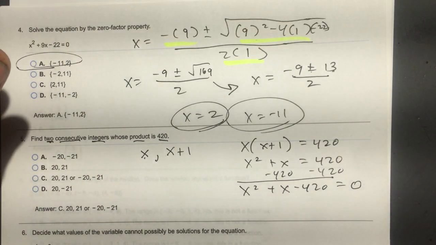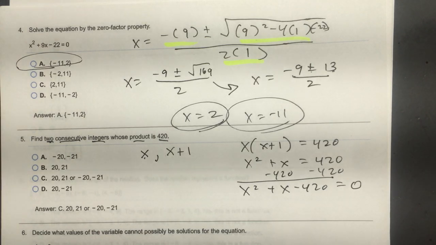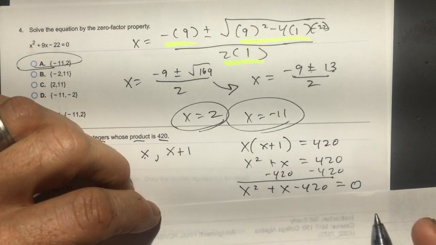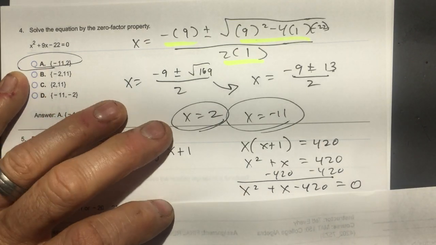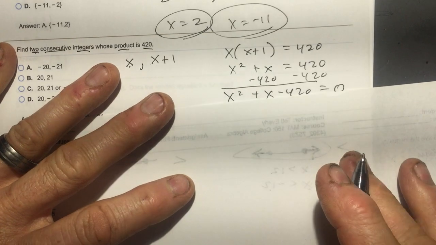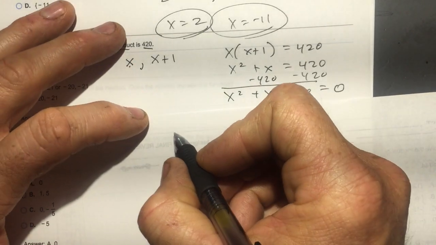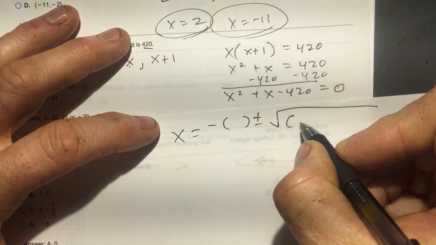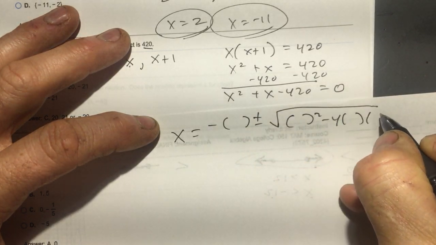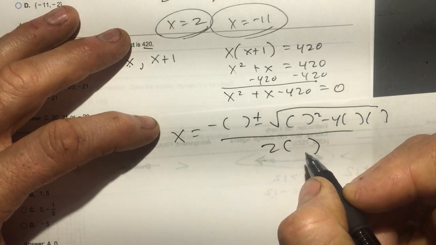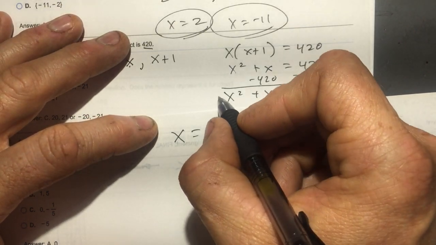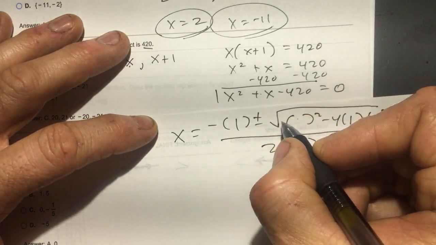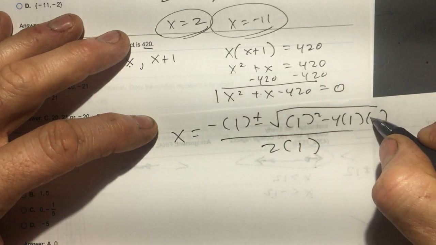So I'm going to do the quadratic formula here. All right, so let me move it up a bit. All right, x equals negative b plus or minus the square root b squared minus 4ac all over 2a. All right, my a is 1. B is 1. C is negative 420.